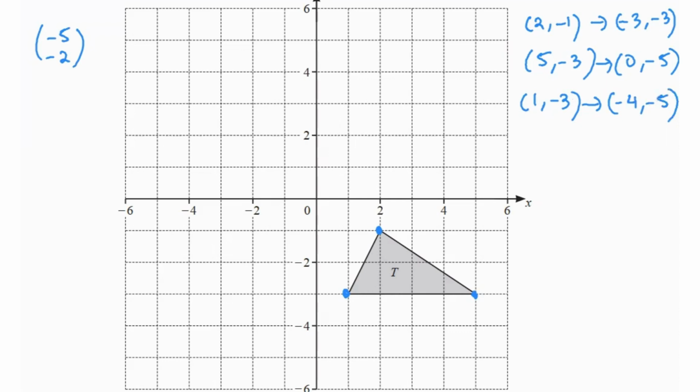So now if we plot our points, -3, -3 is going to come over here. 0, -5, -4, -5. So if you notice, what has happened is that your triangle moved 5 units to the left and 2 units down, thus giving us the translation of triangle T.